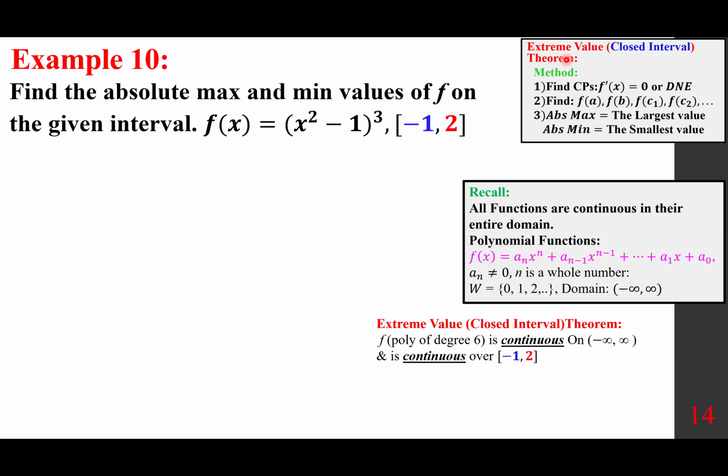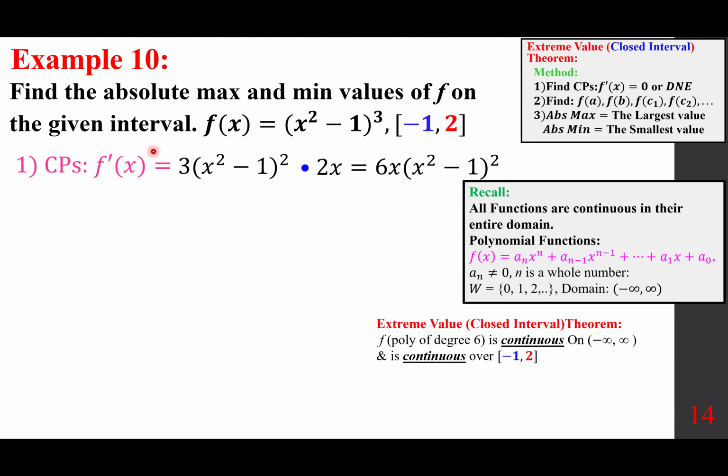And to move on with the extreme value theorem or the closed interval theorem, the methodology is number one, find CPs, which means you have to find f prime of x. So to find f prime of x, three times (x squared minus 1) squared times the derivative of the inside, 2x, which simplifies to 6x times (x squared minus 1) squared. So that's f prime of x. But to find CPs, you have to set it equal to 0 or does not exist.